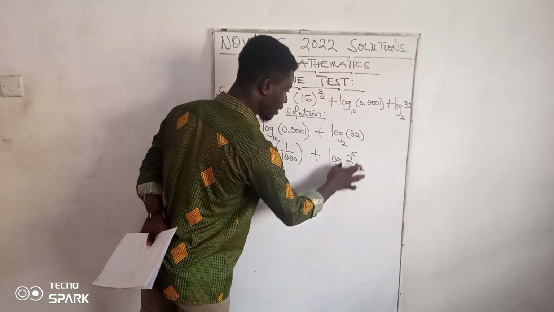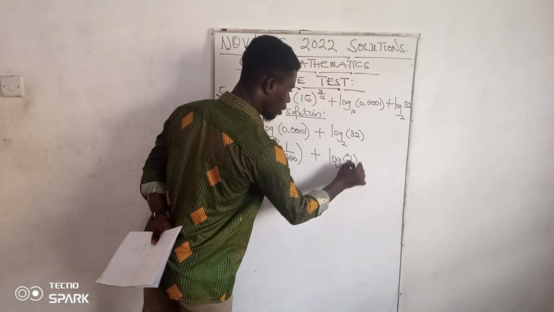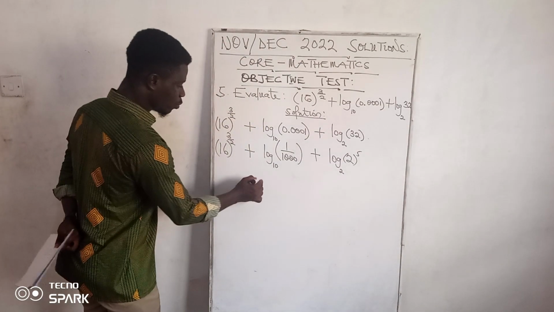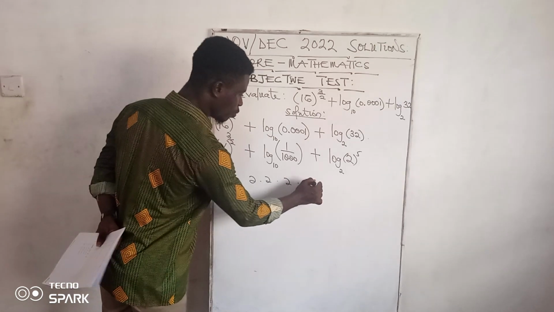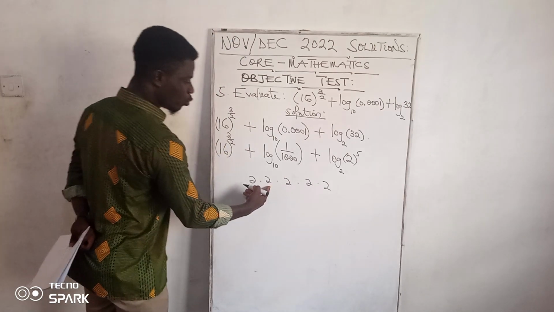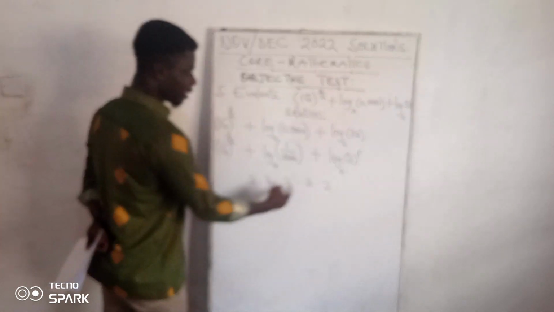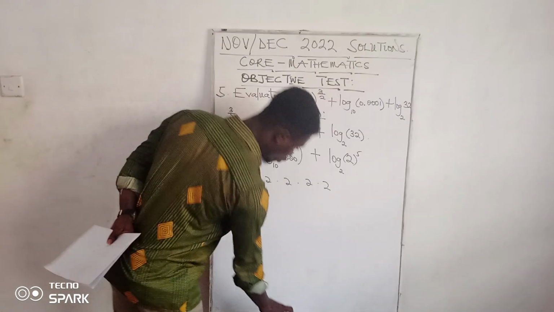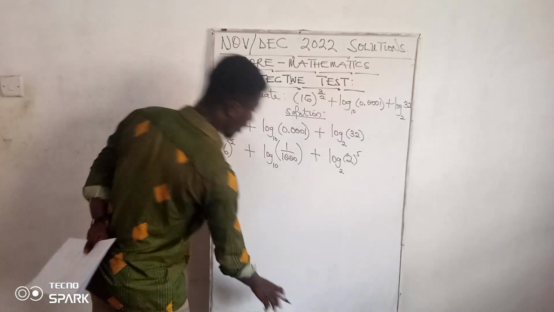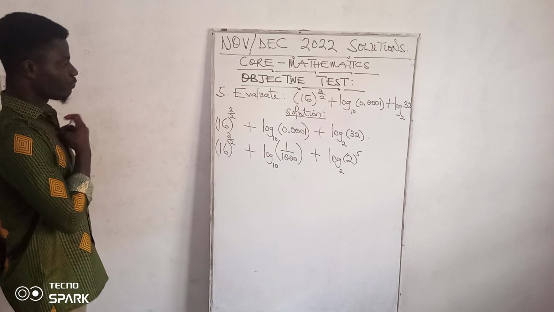So I have it as that, 2 to the power 5. And you all know that 2 times 2 times 2 times 2 times 2: 2 times 2 is 4, 4 times 2 we get 8, 8 times 2 is 16, and 16 times 2 is 32. Right. So now we have this.